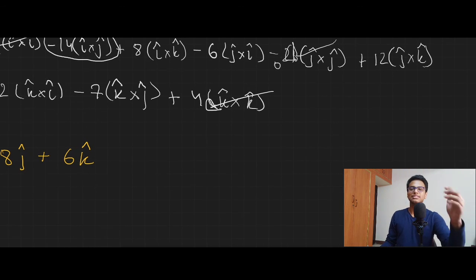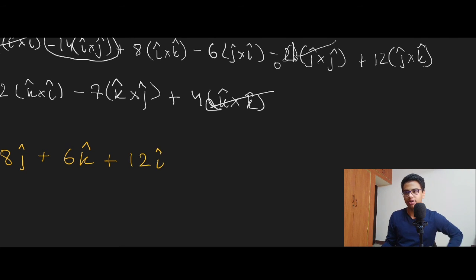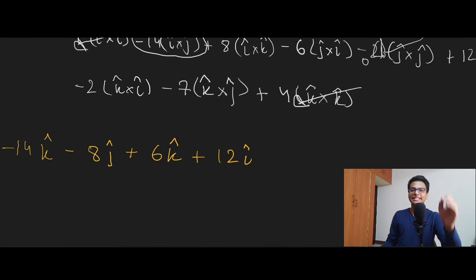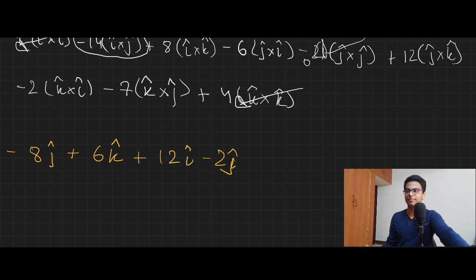Now let's look at this J cap cross K cap. J cap cross K cap gives you your I cap, right? Positive itself, everything is positive over there. Now let's go ahead and look at K cap cross I cap. K cap cross I cap gives you J cap. Minus 2, just give me a second. So K cap cross I cap over here will give you minus 2 J cap. All right. This will give you minus 2 J cap.